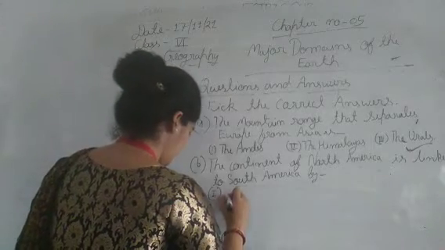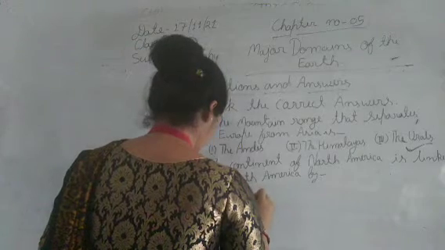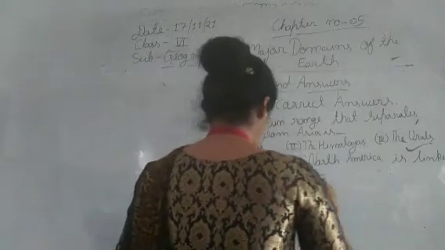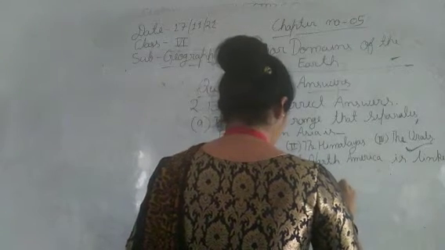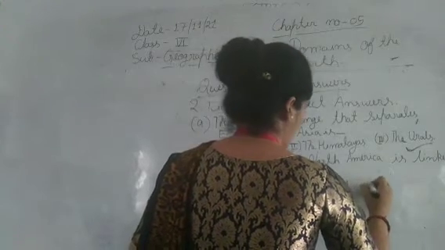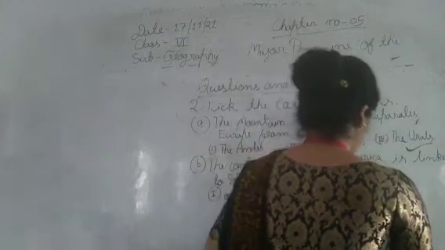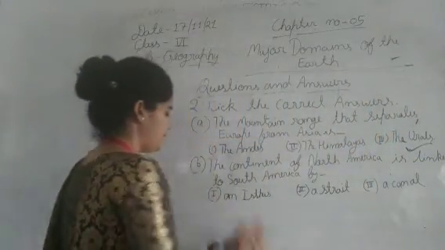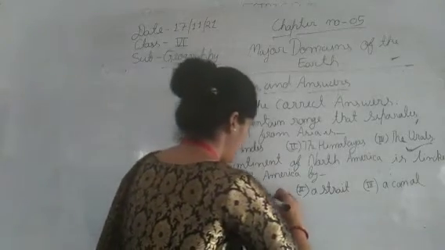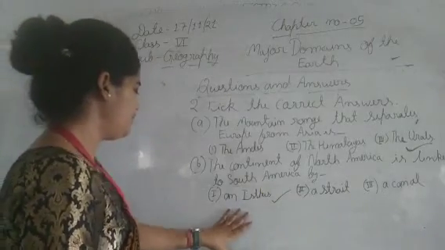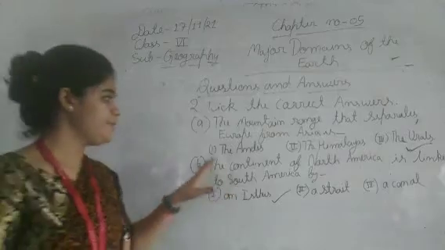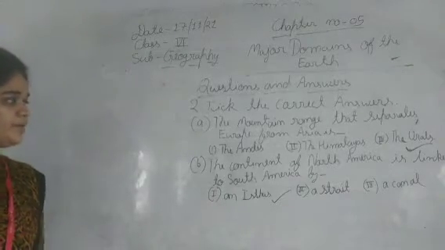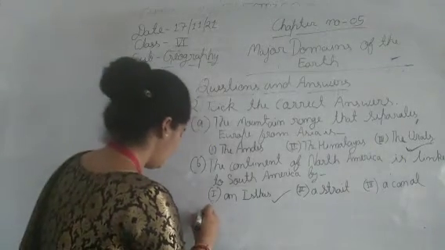The first option is an isthmus, the second option is a strait, and our third option is a canyon. And the answer is an isthmus. We know the name, the isthmus of Panama. The continent of North America is linked to South America by the isthmus of Panama. Clear, friends?